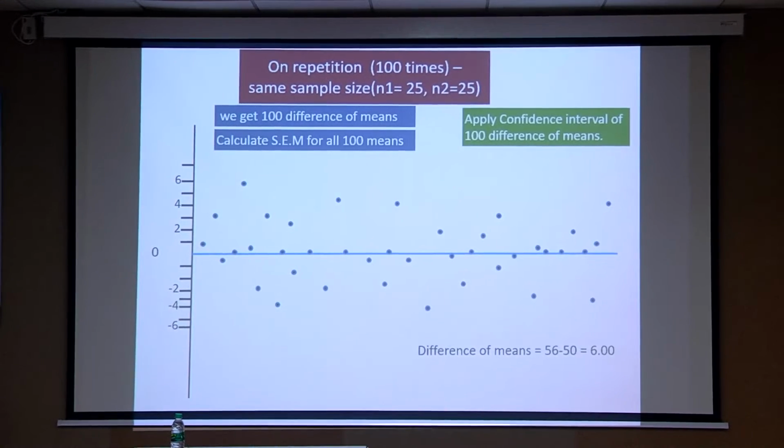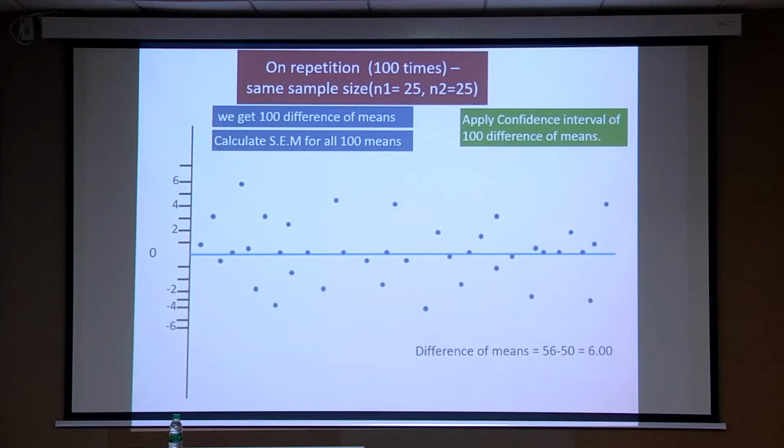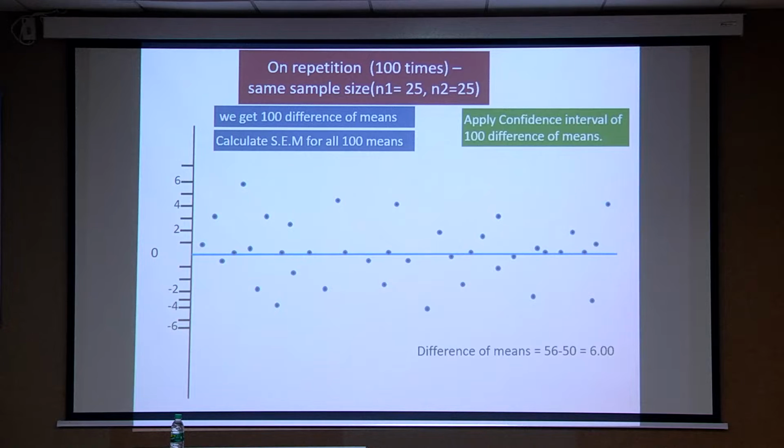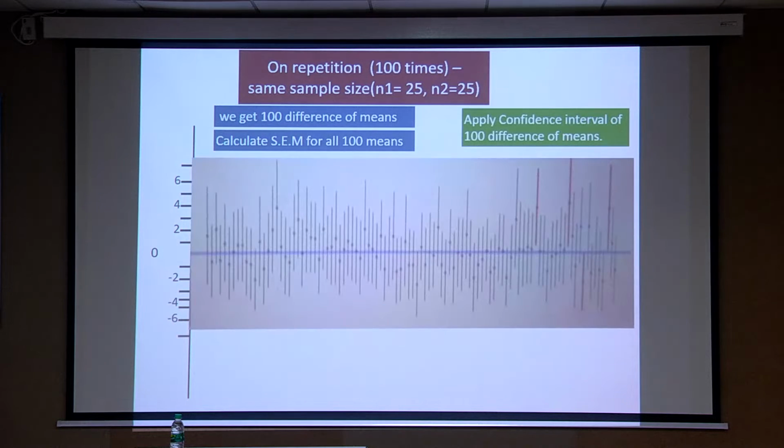If we repeat the same study for both groups 100 times, we get 100 different differences of means. You calculate the standard error and apply two standard errors on both sides. We get a chart like this. 95 out of 100 times it will intersect the 0, which means the null hypothesis is accepted. Only 5 times it may not include 0. The 5 times error is accepted.